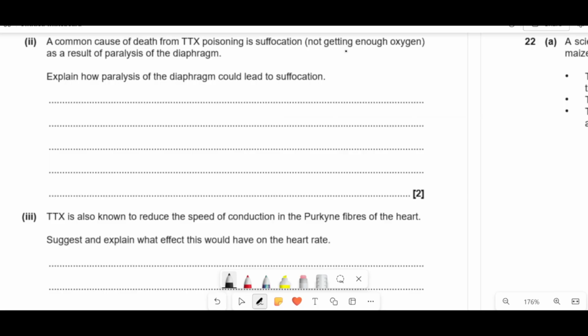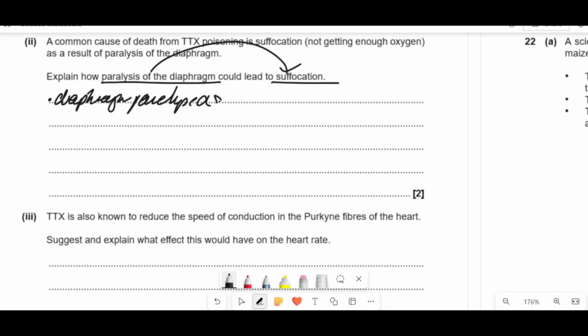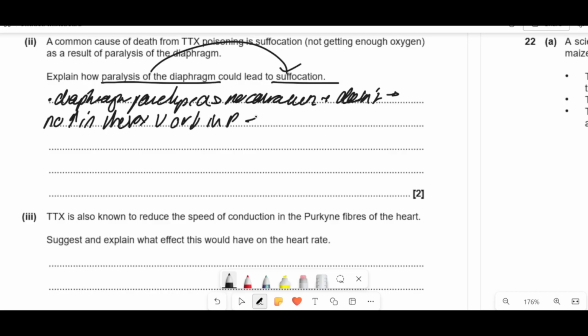So a common cause of death from this is suffocation, not getting enough oxygen as a result of paralysis of the diaphragm. Explain how paralysis of the diaphragm can lead to suffocation. A lot of people just yap about all kinds of stuff. It's literally asking you how that gets to there, step by step. So the diaphragm is paralyzed. No contraction. So think about it. When you're breathing in, you're contracting your diaphragm, so it makes the volume of your thorax get bigger. Breathe in, your chest goes up and out, right? So no increase in thorax or chest cavity volume, so no decrease in pressure. So then no air enters the lungs down a pressure gradient.